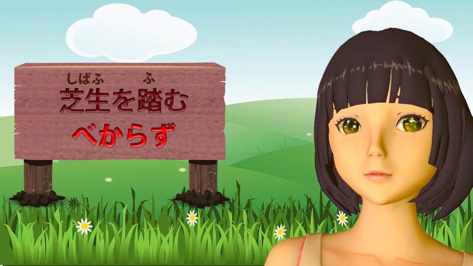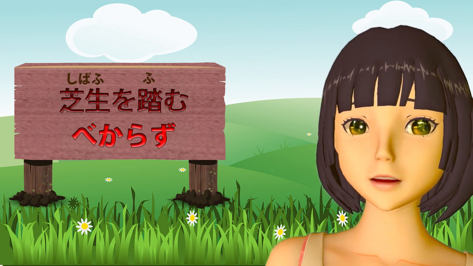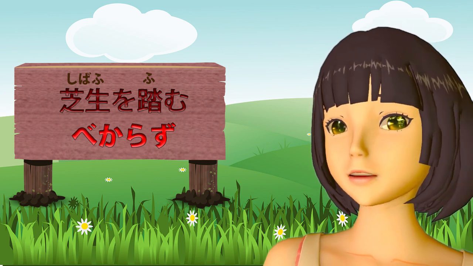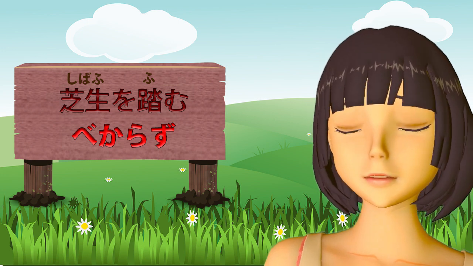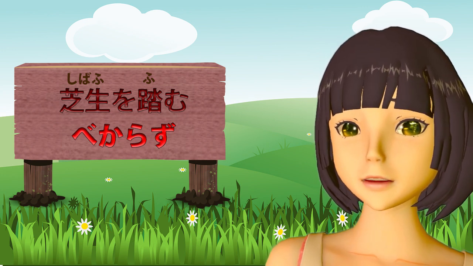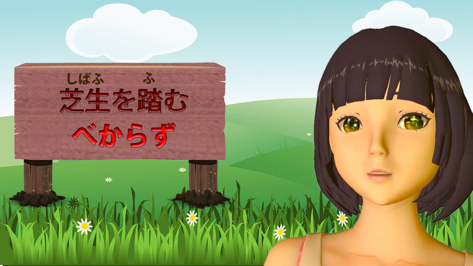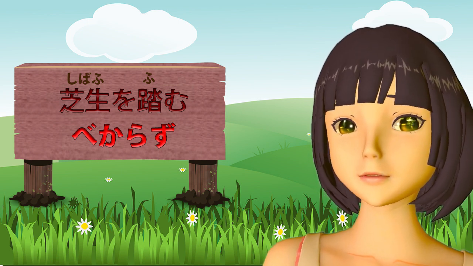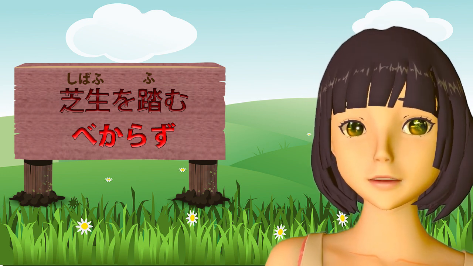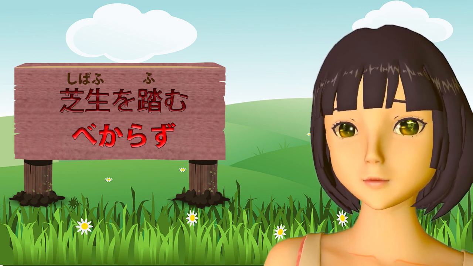So, bekarazu describes something as being something one should not do. So, shibaku o fumu bekarazu means treading on the grass is not what should be done. Not quite the same as kinshi, which means forbidden, but in practice it comes to much the same thing. So I hope that straightens out these 3 words.